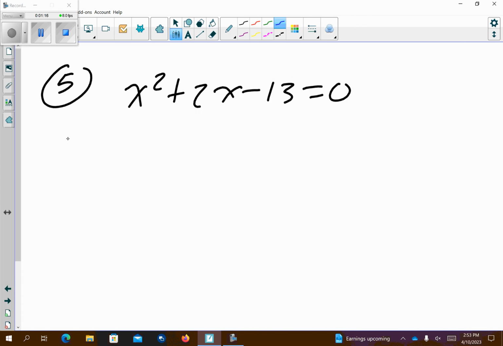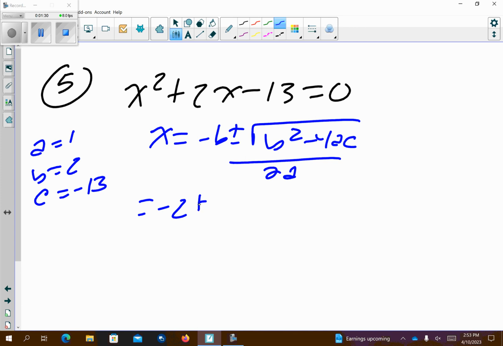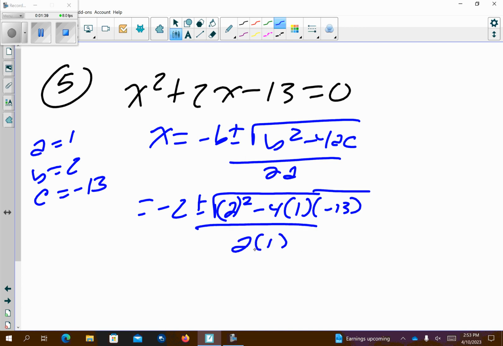All right, it's equal to 0. Quadratic formula work. My A value is 1. My B value is 2. My C value is negative 13. And we know that x equals negative b plus or minus square root b squared minus 4ac, all divided by 2a. So I get negative 2 plus or minus 2 squared minus 4 times a times c, all over 2 times a. So I get negative 2 plus or minus 4.